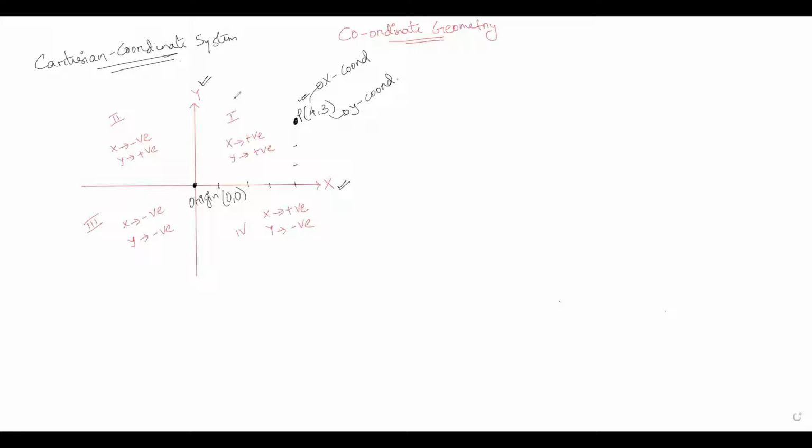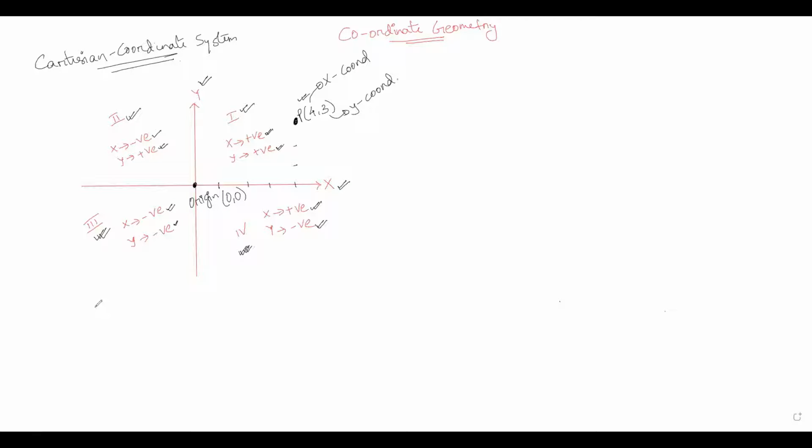This plane has been divided into 4 quadrants. This is the first quadrant, this is the second quadrant, this is the third quadrant, and this is the fourth quadrant. In the first quadrant, x coordinate is positive and y coordinate is also positive. In the second quadrant, x coordinate is negative, whereas y coordinate is positive. In the third quadrant, x and y coordinates both are negative. And in the fourth quadrant, x is positive and y is negative.